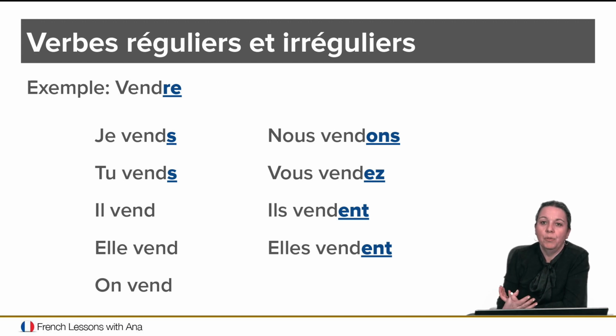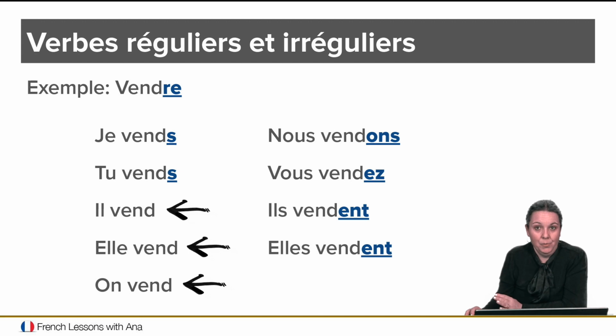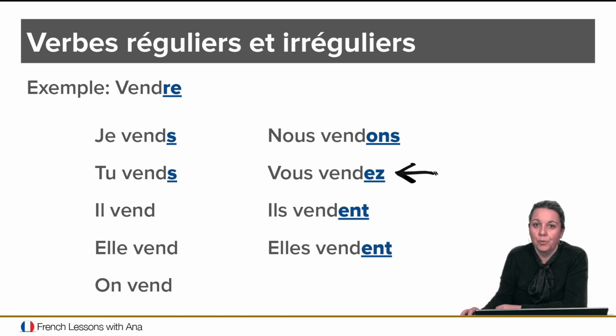So there's an example, vendre. The verb vendre means to sell. And so when we conjugate it, we have this RE that we need to remove, and we apply the new set of endings, okay? So for je, we have S. For tu, we have S. For il, elle, and on, nothing. Remember, that was rien. And then for nous, ONS. For vous, EZ. And for ils and elles, plural, we have ENT.